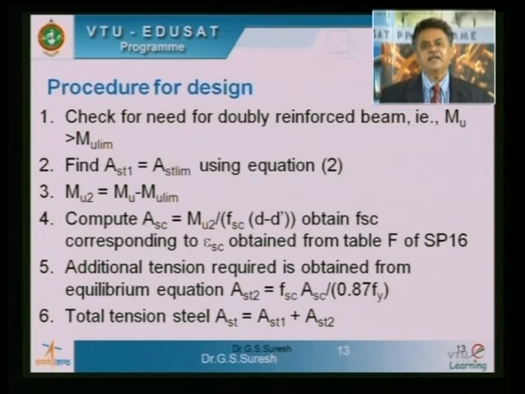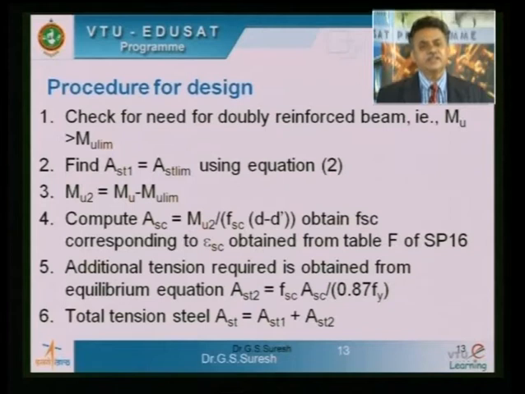How do you do that? You calculate Mu lim is equal to Q lim bd squared. Q lim is available in Table D of SP16 for the grade of concrete and steel. For example, if it is M20 concrete and Fe415, Q lim is 2.76. So, you calculate Mu lim and compare with the applied moment Mu. If Mu is greater than Mu lim, then you require a doubly reinforced section. That means the applied moment has to be resisted by additional steel provided in the compression zone. Then, from the equations I have already shown you, you calculate Ast lim.